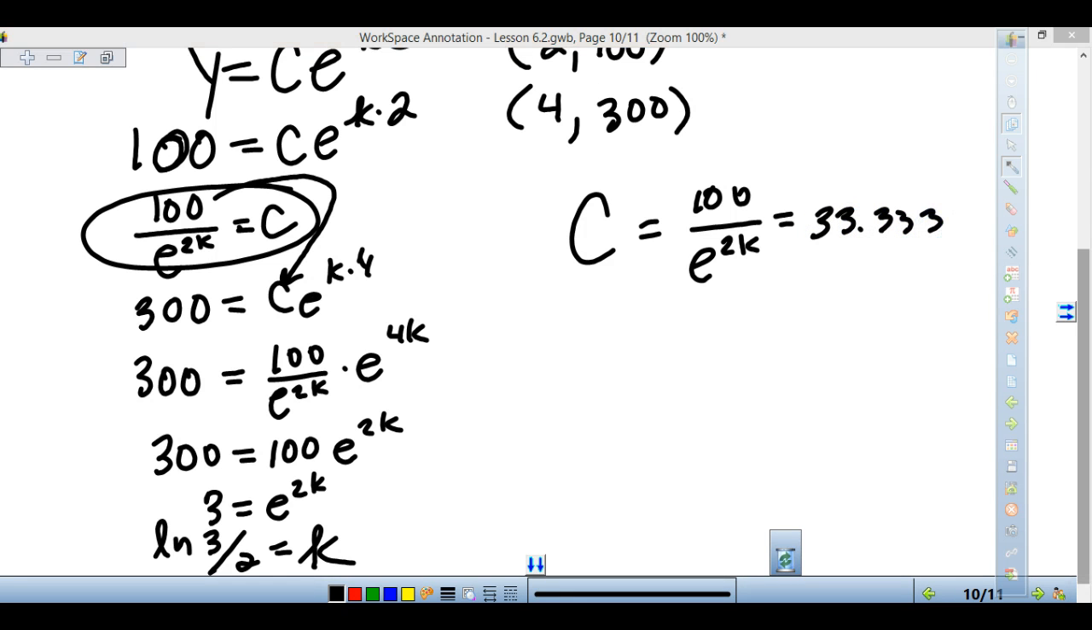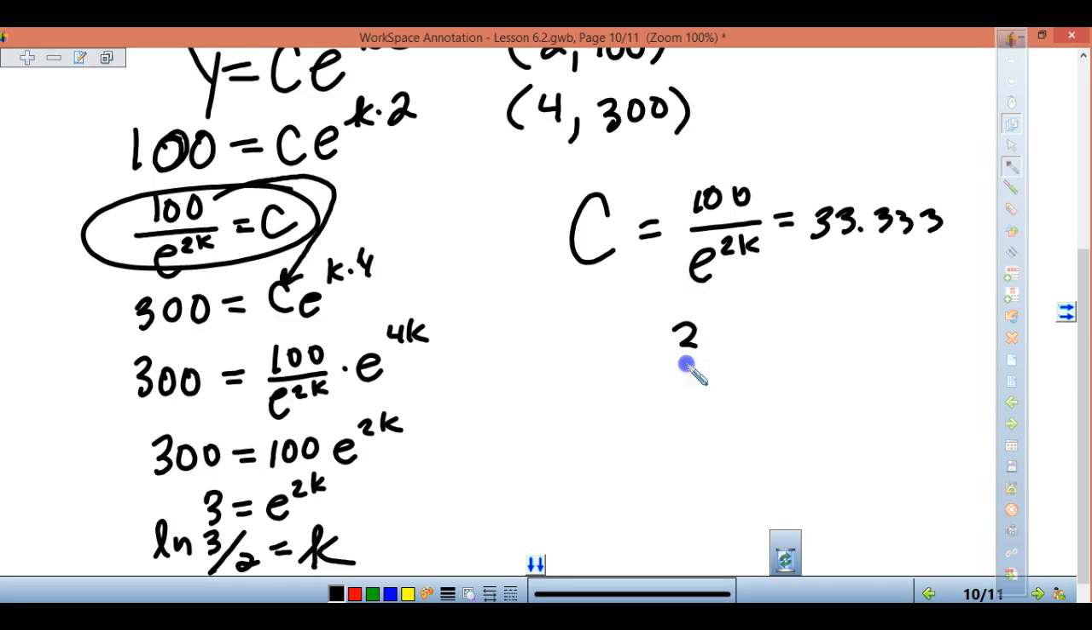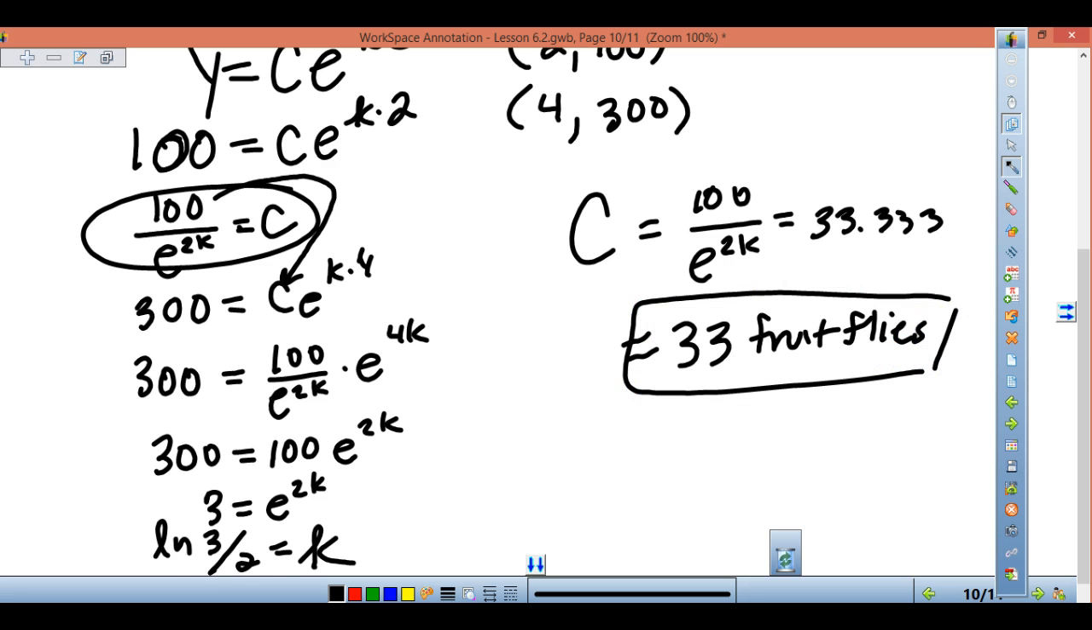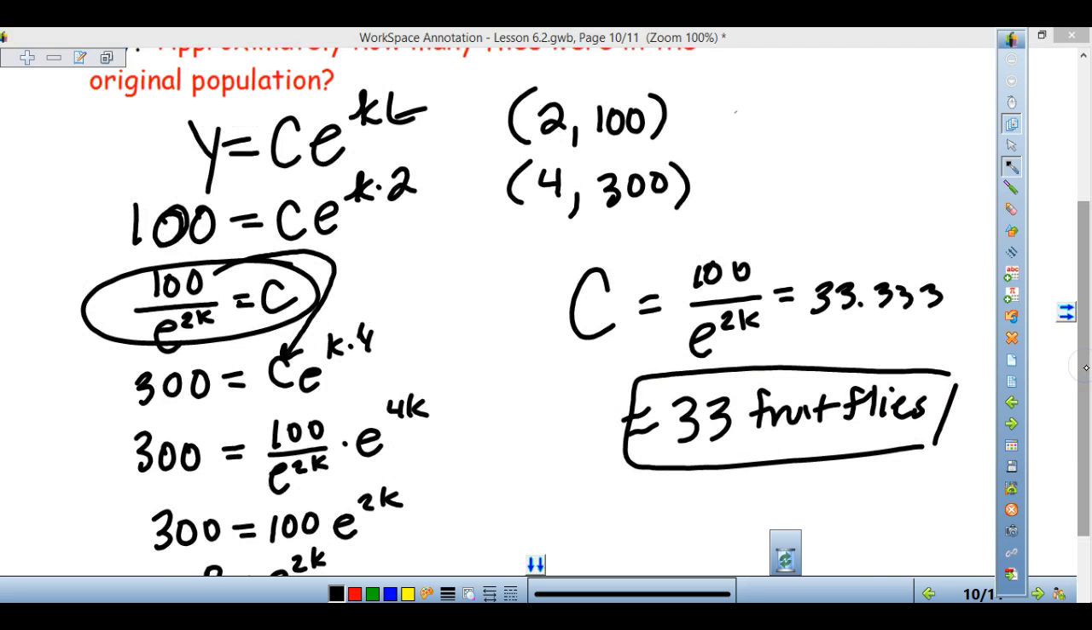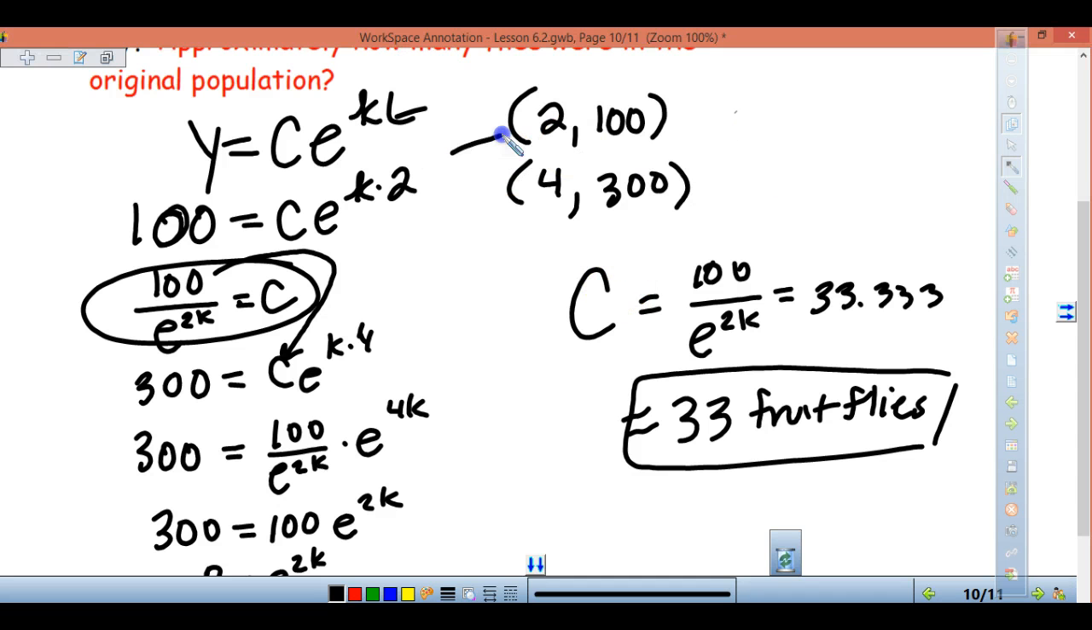I would accept going to 3 decimal places because that's what AP rounding goes to, or if it makes more sense in this context, since it said approximately, because we're not going to have a third of a fruit fly, we would say approximately 33 fruit flies. I know this example wasn't much different than the last one, but I wanted to make sure you knew how to find the c, if you weren't given the initial condition, using this substitution technique.